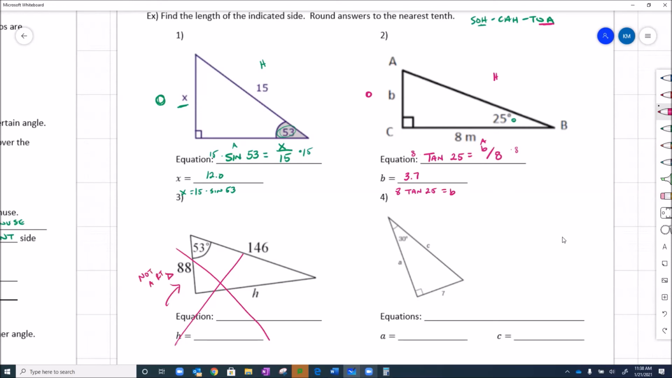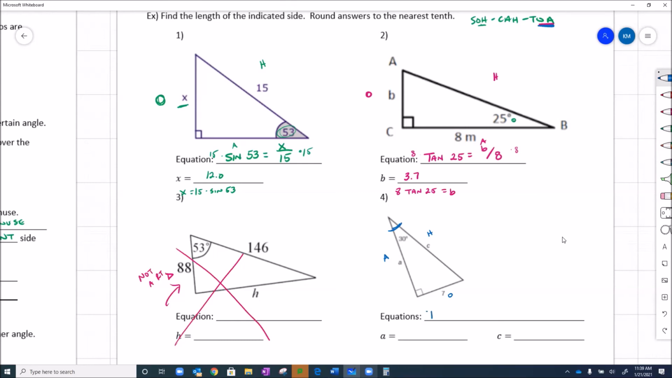Okay, and then number 4, we've got a right triangle. Great. And then they ask us to find A and C. So it's going to be 2 separate equations here. Let's look at our sides and label them. From this angle that we know, 30 degrees, this is our adjacent side, this is our hypotenuse, and this is our opposite side. So if I'm solving for A first, I know the opposite and I want to find the adjacent. Opposite and adjacent tells me to use tangent.